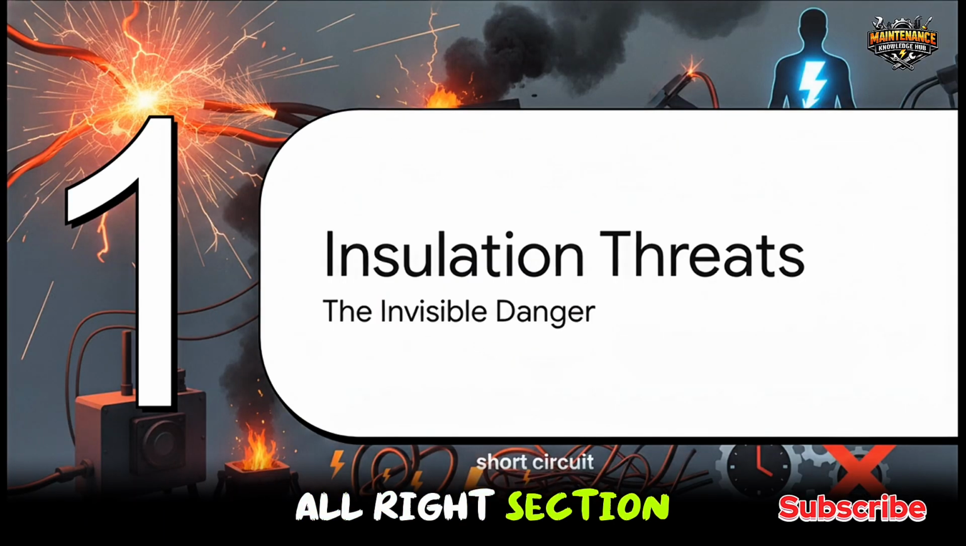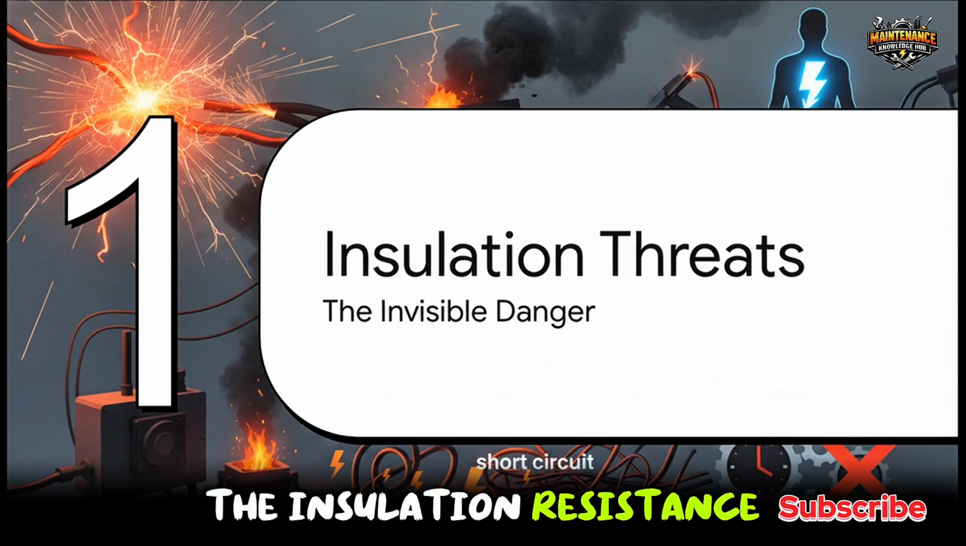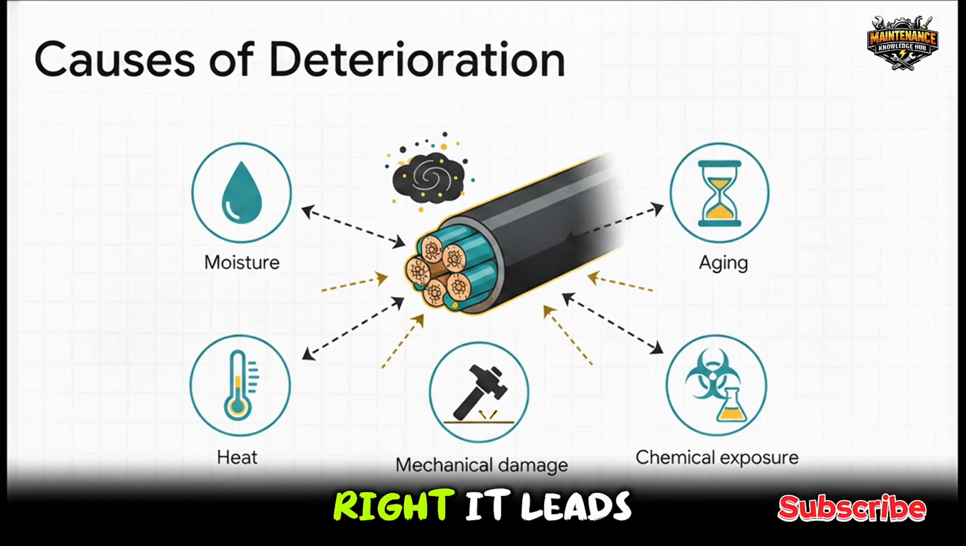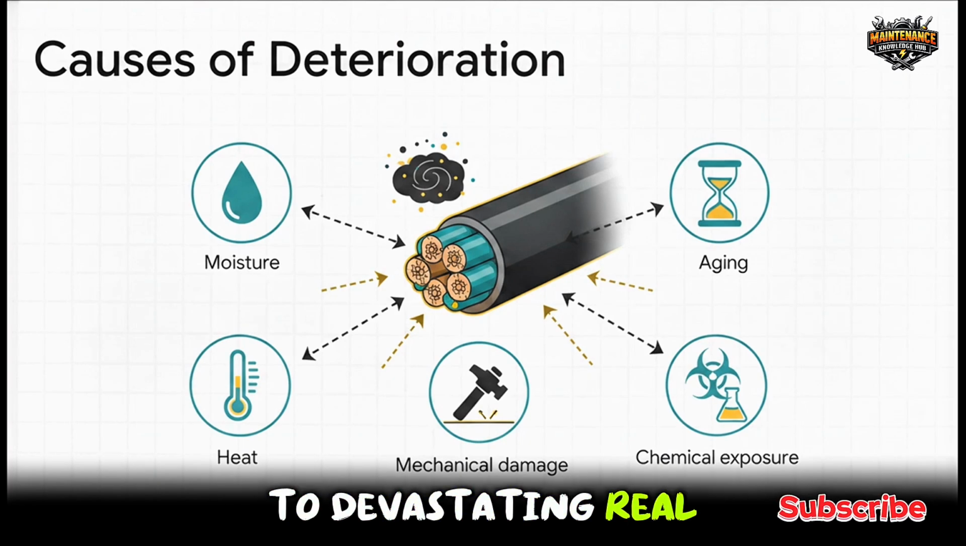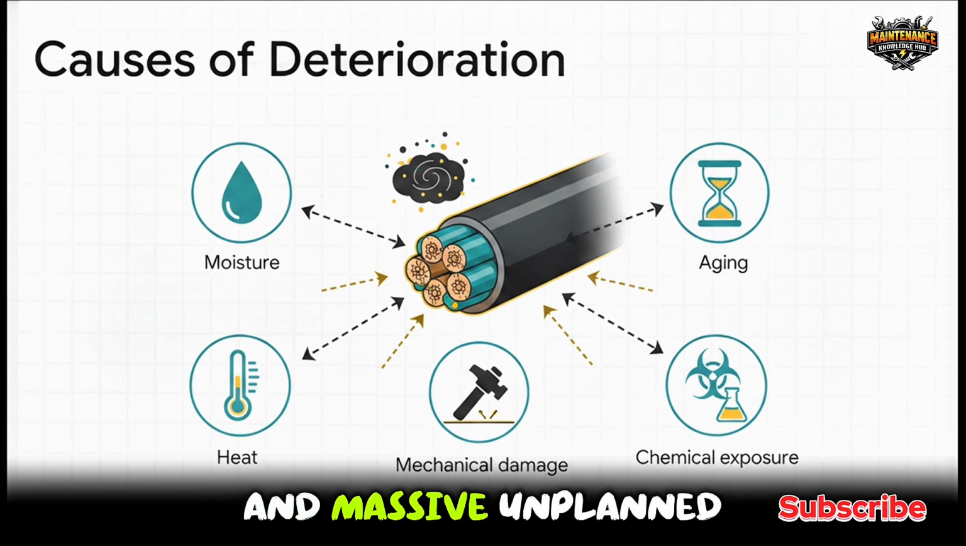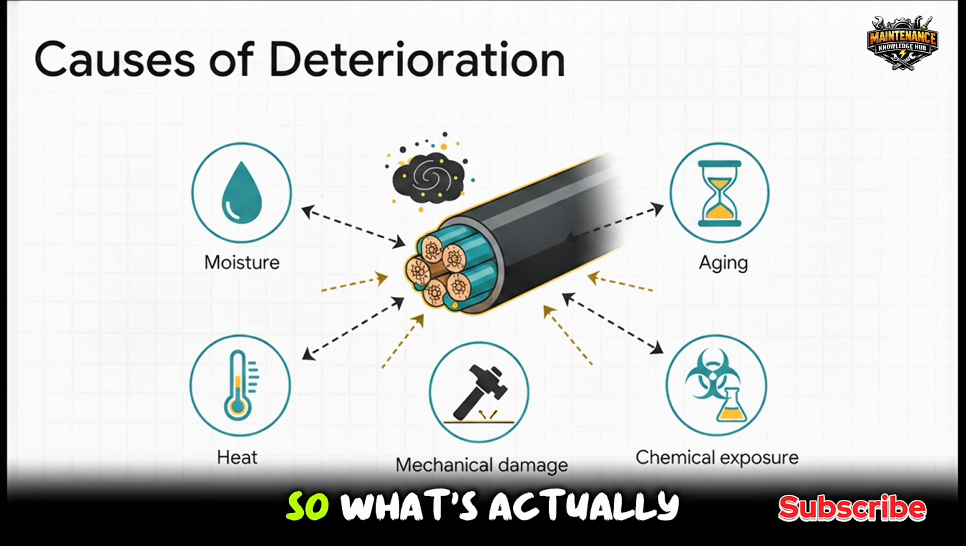All right, Section 1, the insulation resistance threat. Failing insulation isn't just a minor inconvenience, right? It leads to devastating, real-world consequences, like electrical fires, severe shocks to your personnel, dangerous short circuits, and massive unplanned downtime. So what's actually breaking down the insulation in the first place?